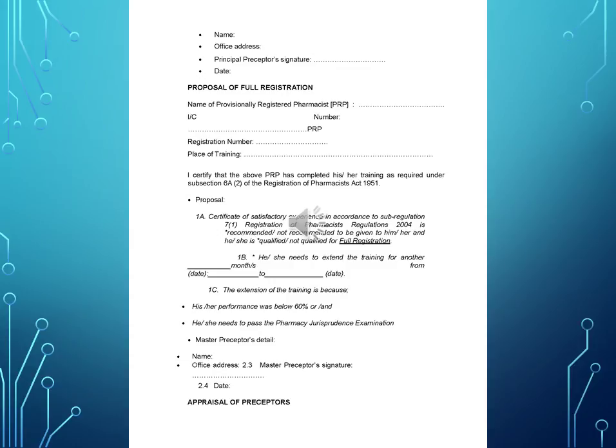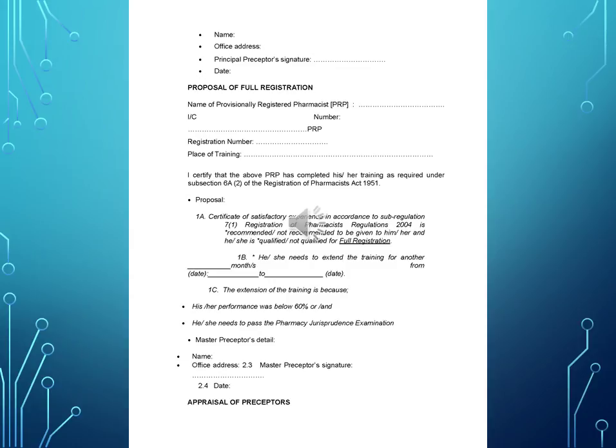Proposal of full registration. Name of provisionally registered pharmacist (PRP), license number, registration number, place of training. I certify that the above PRP has completed his/her training as required under subsection 60(2) of the Registration of Pharmacists Act 1951. Proposal 1A. Certificate of satisfactory experience in accordance to sub-regulation 7(1), Registration of Pharmacists Regulations 2004, is *recommended/not recommended to be given to him/her, and he/she is *qualified/not qualified for full registration. 1B. *He/she needs to extend the training for another month per section from date to date.